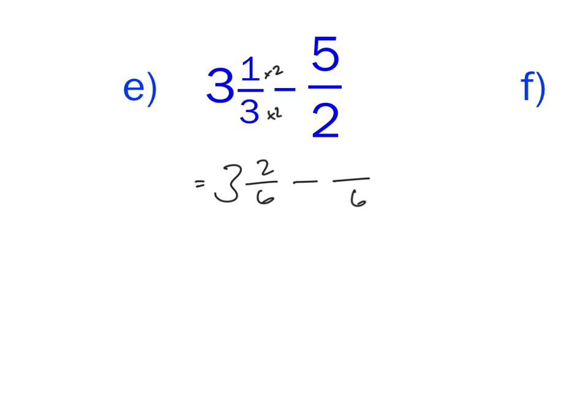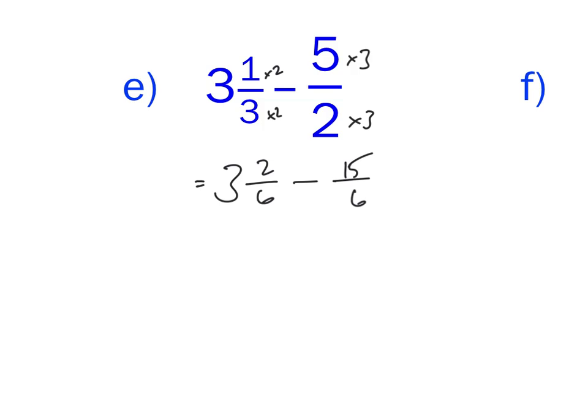Now up here, how many 2's are in 6? So we multiply them both by 3. What's 5 times 3? 15. So we get 3 and 2 over 6 minus 15 over 6.